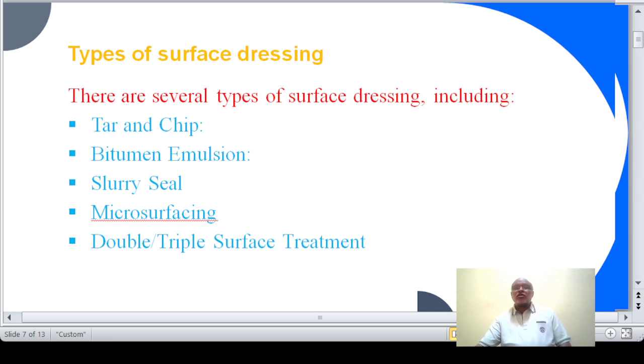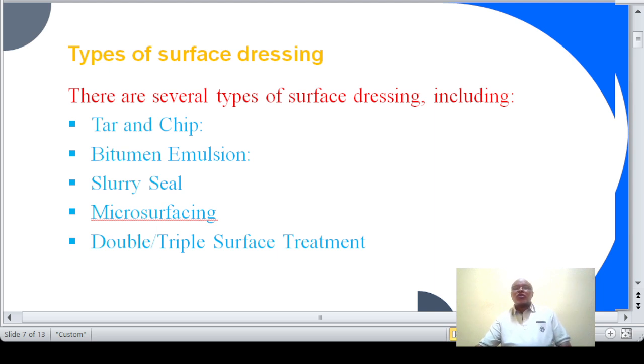The next one is slurry seal. Slurry seal is a mixture of bitumen emulsion, aggregate, and water that is applied to the road surface. It is used to fill in small cracks and provide a smooth, even surface finish.